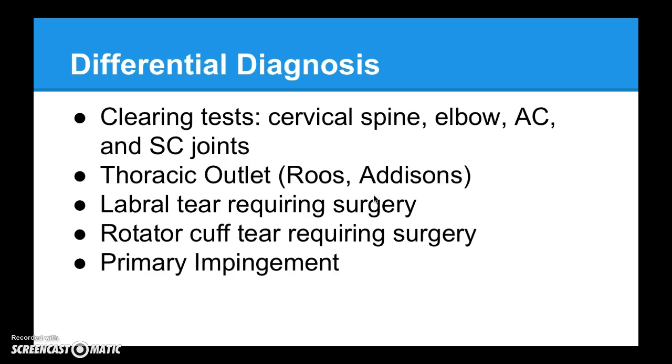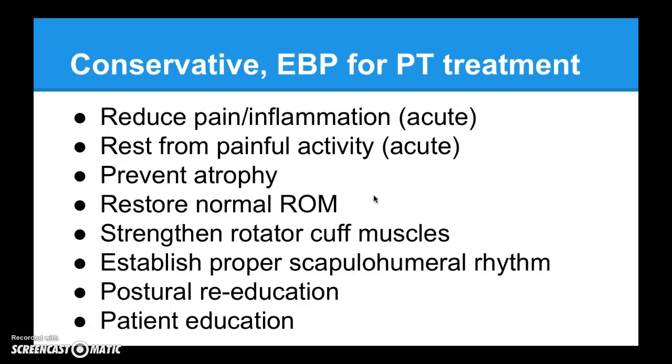Here's a list of other conditions that may have one or more similar subjective or objective findings as secondary impingement. As I said before, many of the findings for secondary impingement are similar to other shoulder pathologies. It is important to clear the joints above and below the shoulder and to consider closely other shoulder pathologies before concluding that the patient has secondary impingement. Patients generally respond well to conservative treatment.